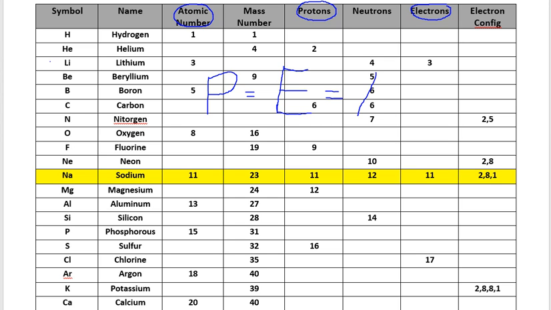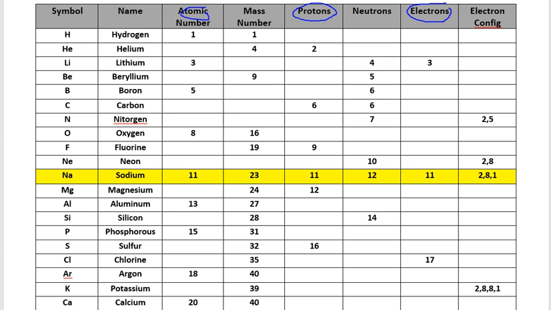And then for the second bit, when we look at how to work out the number of neutrons, you need to remember the word man, so P-man. But for the P part, it's protons equals electrons equals atomic number. So the number of protons, the electrons, and the atomic number are all the same thing. So those three things here, the atomic number, the protons, and the electrons will all be the same.